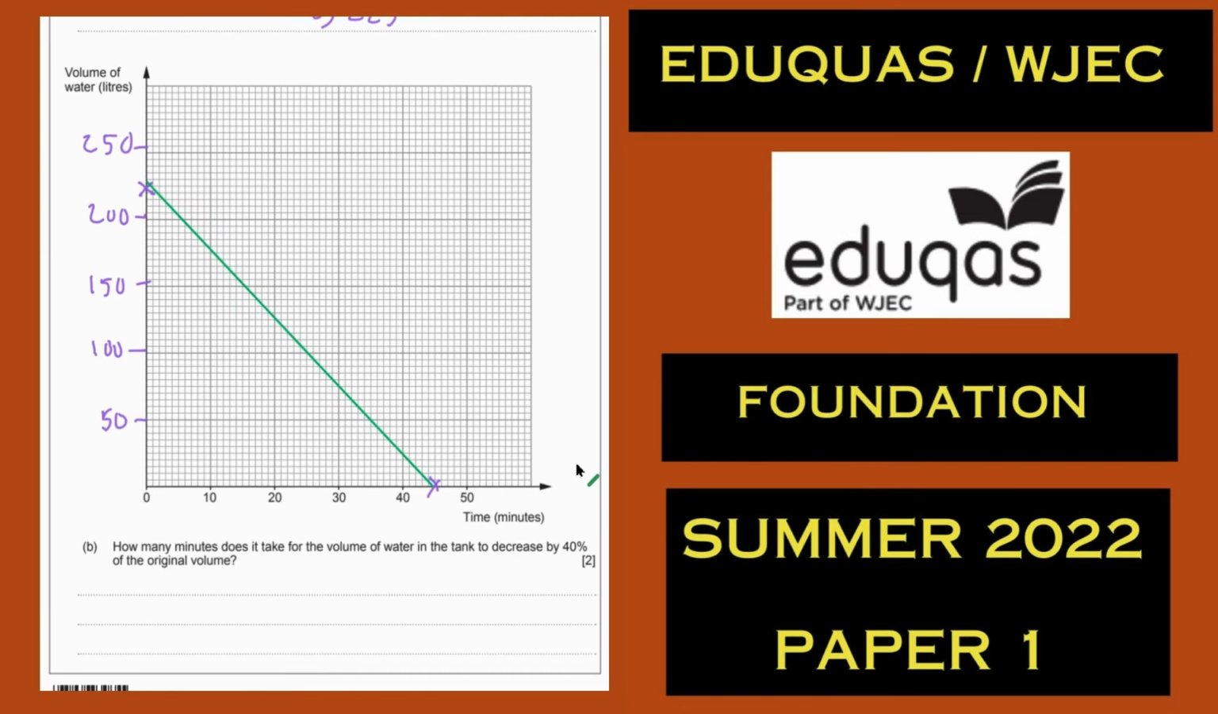How many minutes does it take to decrease by 40%? So they're giving you that. If you're going to decrease by 40, well, let's start off.